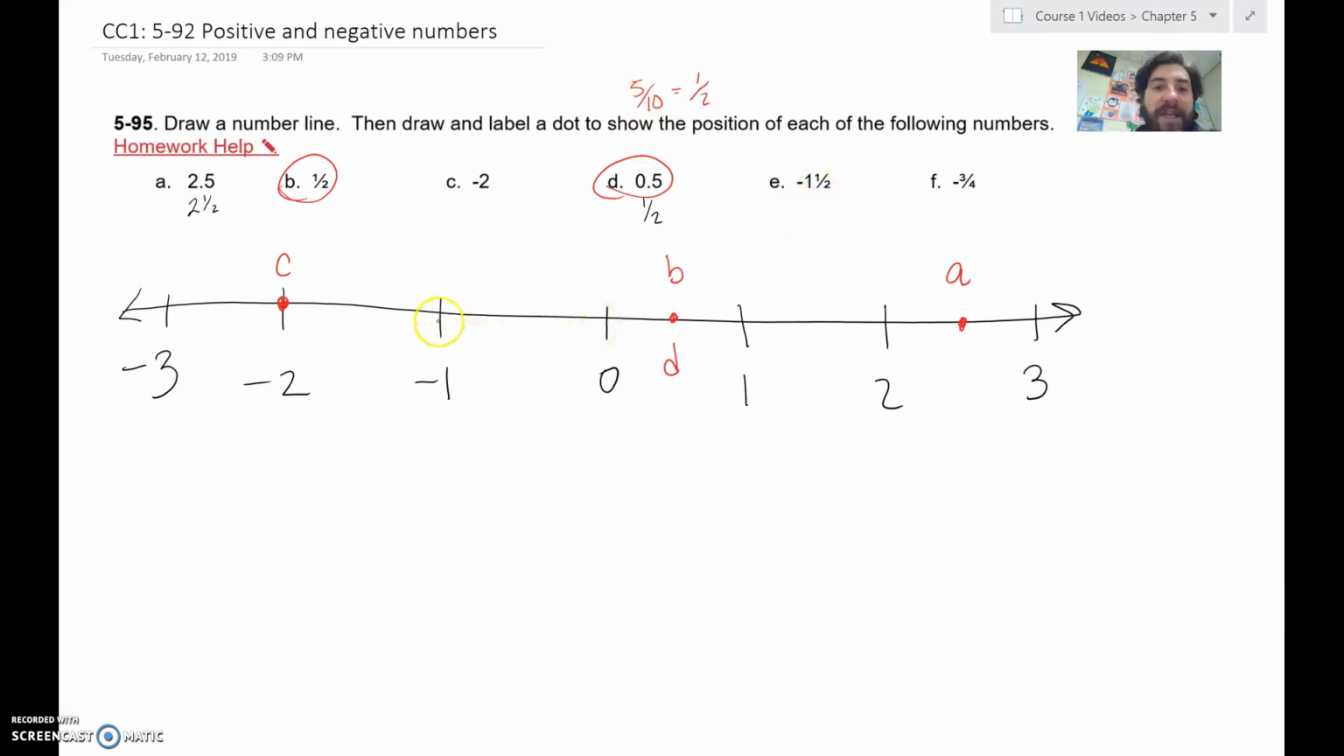-1.5. So here's -1. So the question is, is it right here or is it right here? Well, it's more than -1. It's more negative. It's -1 and a half. So -1 and a half is right there. So that would be E.